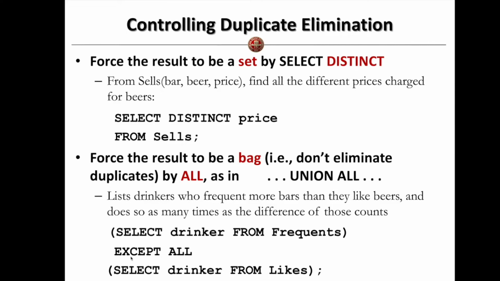Before, if we use EXCEPT, we will do this duplicate record elimination automatically. However, in the question, we want to do so as many times as the difference of these two counts. Therefore, we can force this one to have bag semantics. In other words, we don't eliminate these duplications. So we can do so by using EXCEPT ALL to help us. We have the first subquery, EXCEPT ALL the second subquery, and a semicolon. In this way, we can force this semantics to be bag. I hope you can follow me, right?